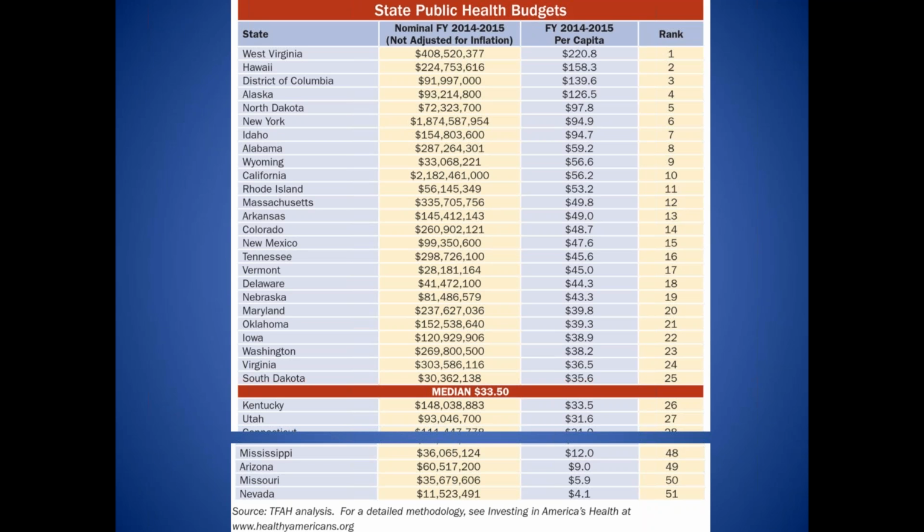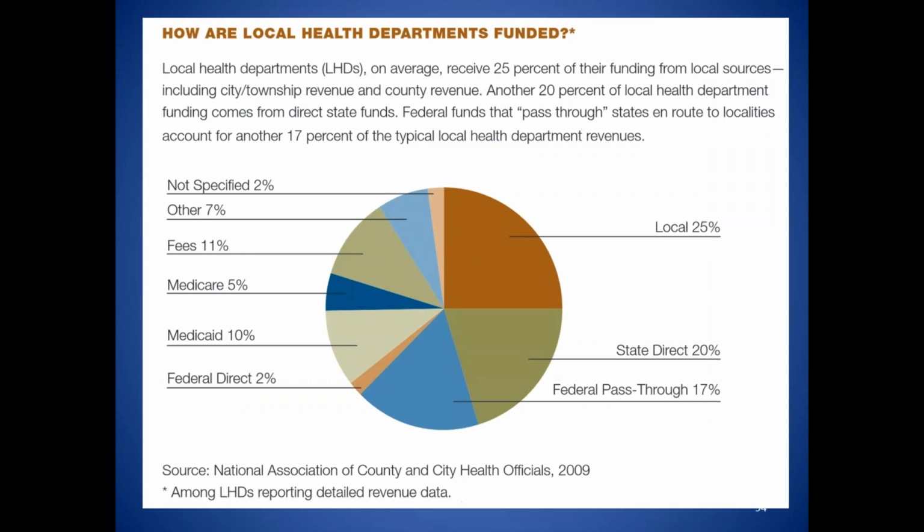What I did, since it wouldn't all fit on the page, is I continued on to the bottom of the rankings. Nevada only spends $4.10 per person on public health. Missouri, $5.90. So we're looking at an extraordinary variation between West Virginia at $220 and fairly substantial problems. Hawaii, $158 and much better health status, and the states of Missouri and Nevada being less than $6 each. It's really surprising to me that there's this much variation.